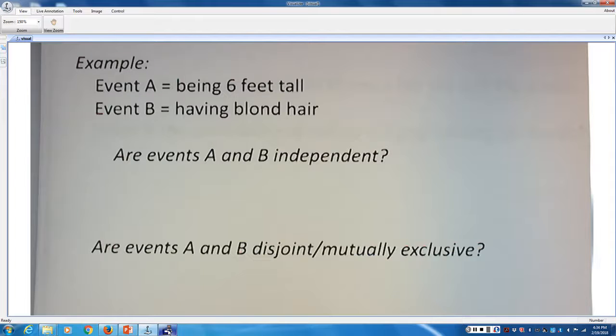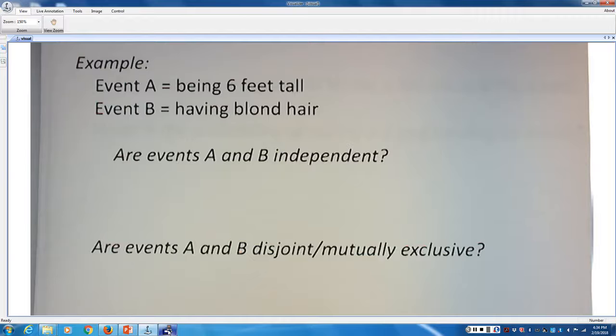Why not? They are not disjoint. Why not? You can be a blonde male. Remember, disjoint means separate. You can be this one or this one, but you can't be both. Okay? So no, they're not disjoint. They can occur at the same time.